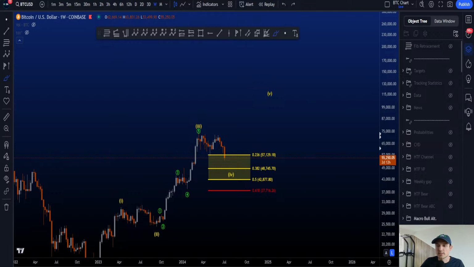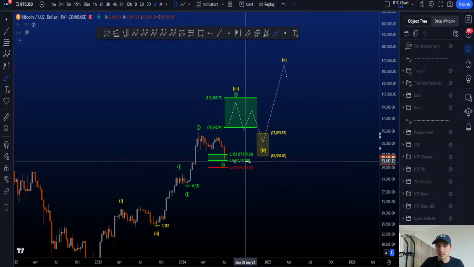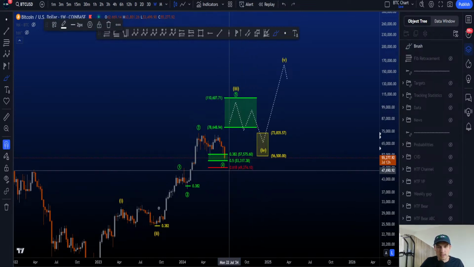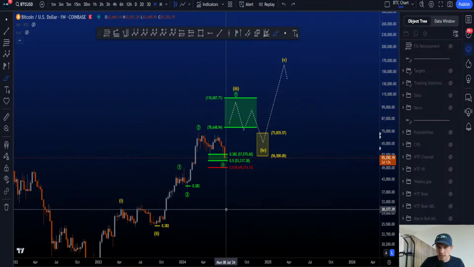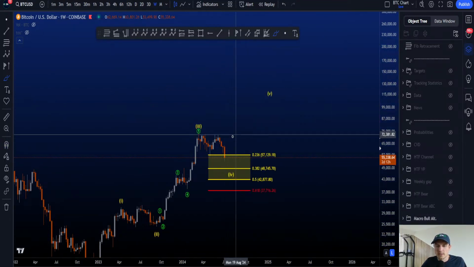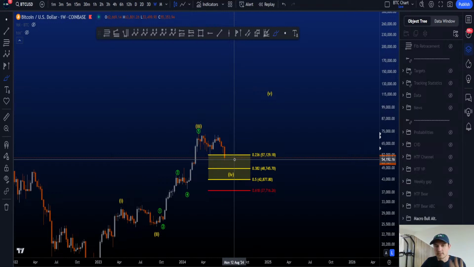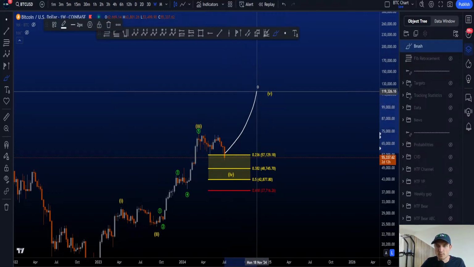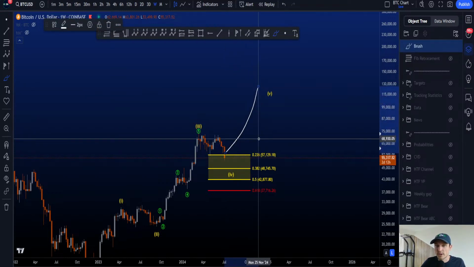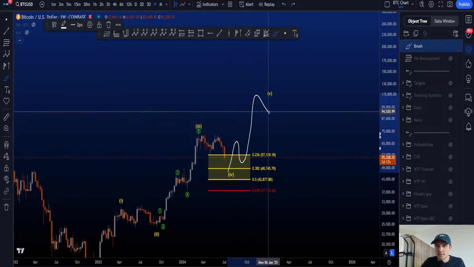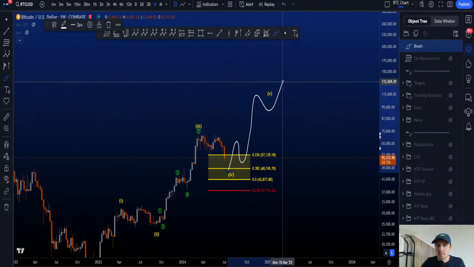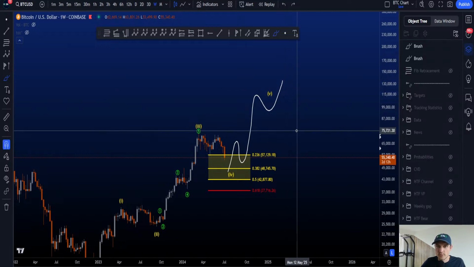Of course, if price does hit 49.3K, this scenario goes out the window. That one is invalidated. And we're going to mainly focus on this impulsive scenario with one more move to the upside in a wave 5, which by itself should be a nice 5-wave impulsive structure. And then we look for a retracement.